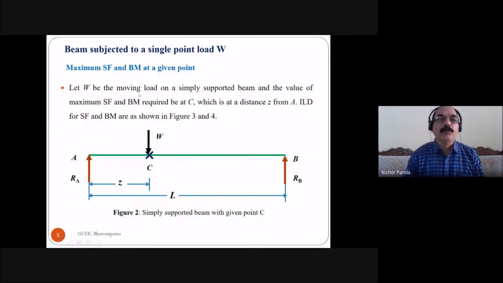Let W be the moving load on a simply supported beam, and the value of maximum shear force and bending moment required be at C, which is at a distance Z from A. ILD for SF and BM are as shown in figures 3 and 4. So you have to draw the influence line diagram for maximum moment or maximum shear force at C.